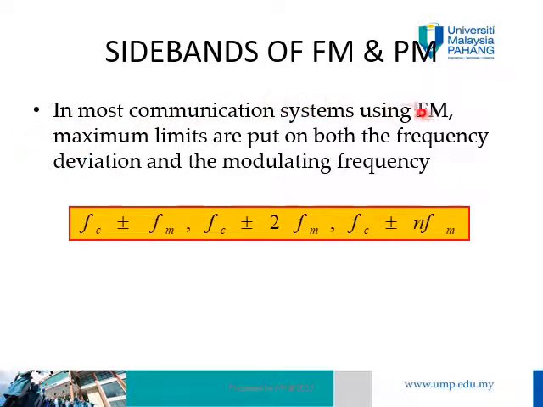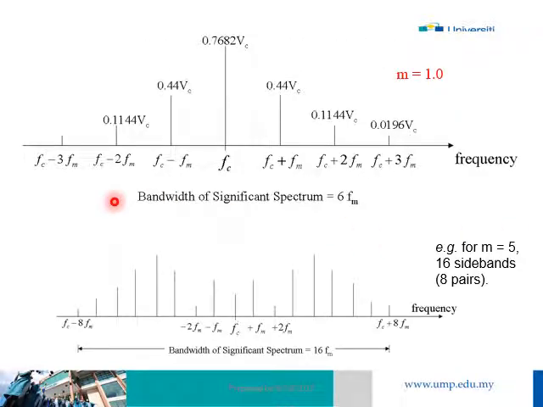In most communication systems using FM, maximum limits are put on both the frequency deviation and the modulating frequency. So these are the sidebands: the first sideband, second sideband, and so on, and the last sideband with the n number of sideband. So this is the figure where we draw the sideband in the frequency domain. So we have the frequency and the amplitude.